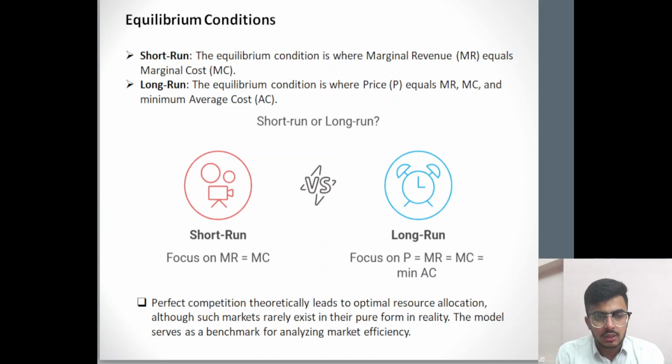The next one is equilibrium conditions. There are two conditions of equilibrium. The first one is short run equilibrium, the second one is long run equilibrium. Short run equilibrium occurs when marginal revenue equals marginal cost. Long run equilibrium is achieved when price equals marginal revenue, and marginal revenue equals marginal cost, which equals minimum average cost, also known as average cost AC.